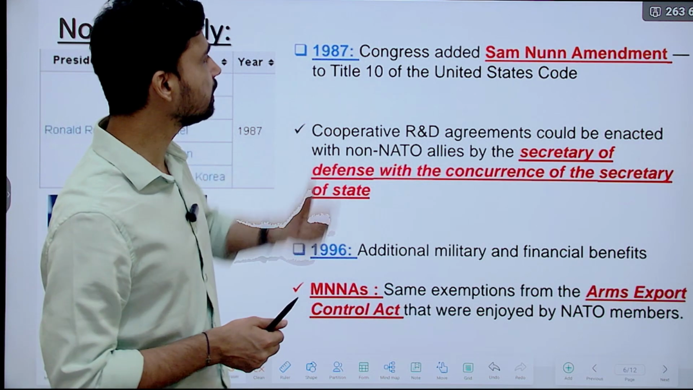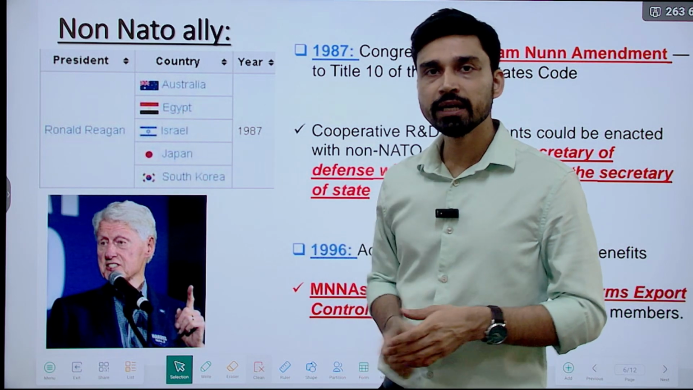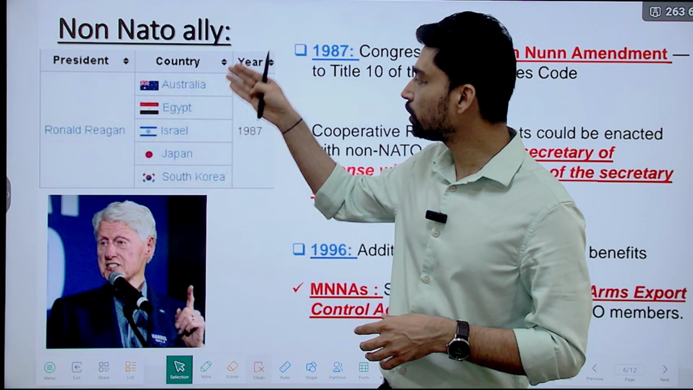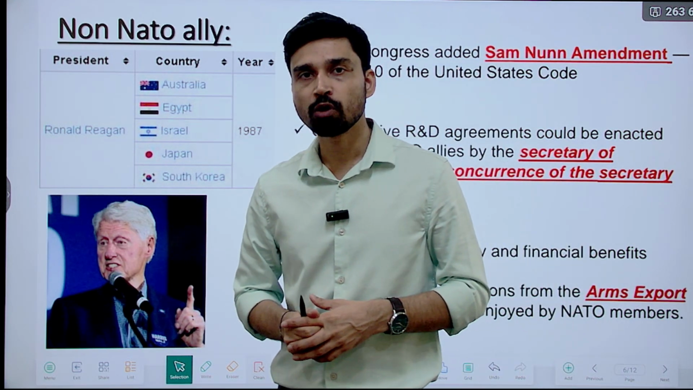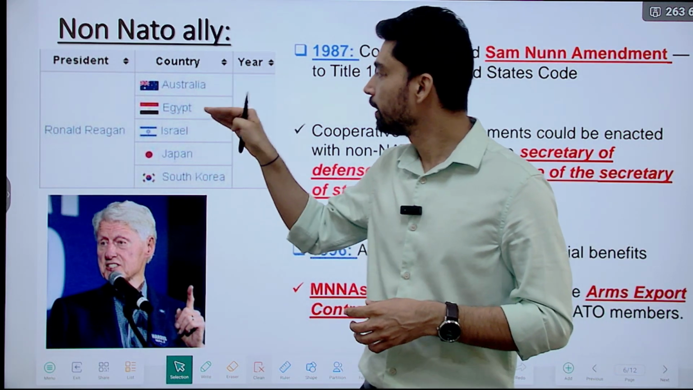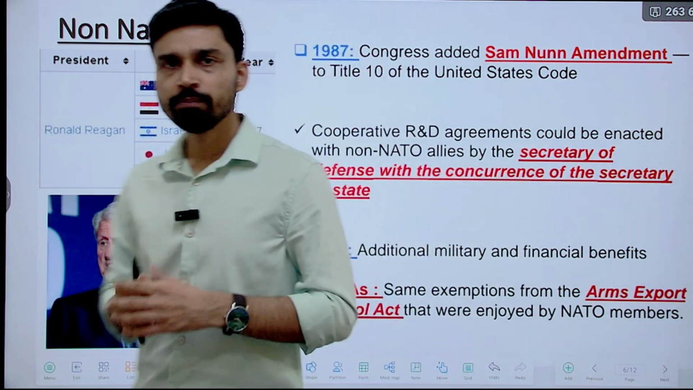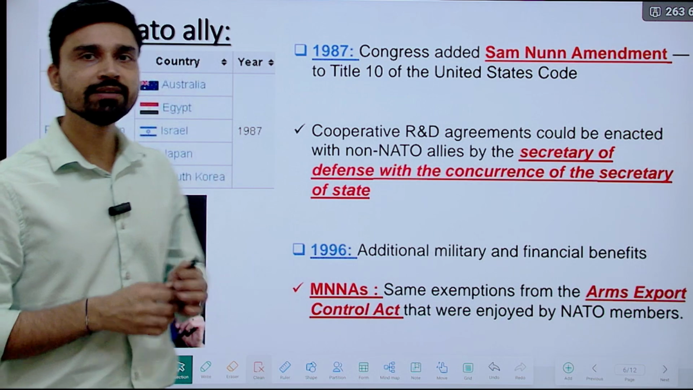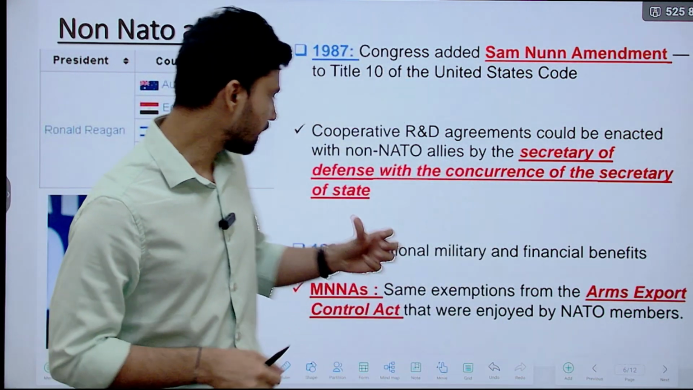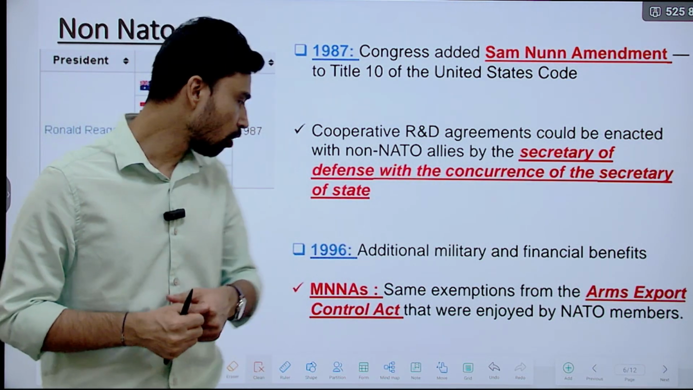Now, when this Sam Nunn amendment was introduced, President Ronald Reagan, who was the president of the US at that time, in the year 1987, immediately designated a total of 5 countries as non-NATO allies. So initially, countries such as Australia, Egypt, Israel, Japan, and South Korea were given this status. Further, major significant changes happened in the year 1996 when the US was led by President Bill Clinton. During his time, additional military and financial benefits were also attached to the non-NATO ally status.